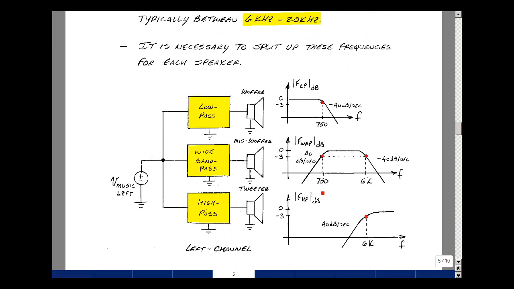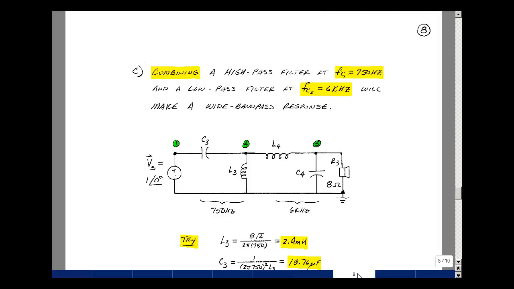Here we have a very wide bandwidth for our bandpass filter. You could think of this as the combination of a high-pass filter and a low-pass filter. We'll take a look at using these two other filters, our low-pass and high-pass, and combine them to make this one. Take a look at this on page 8.